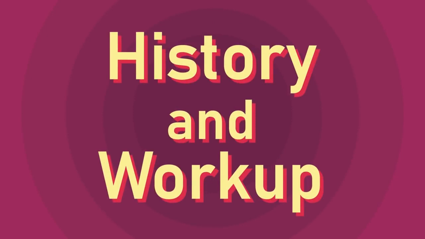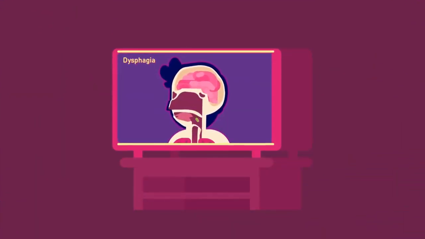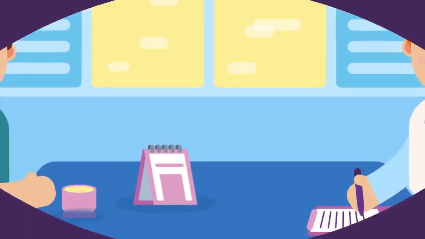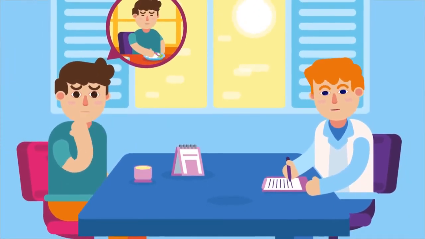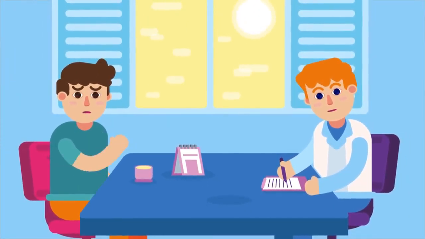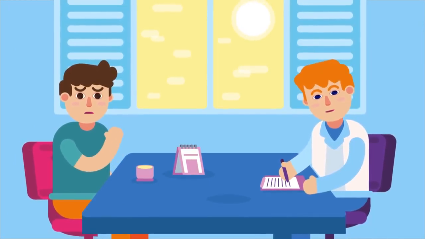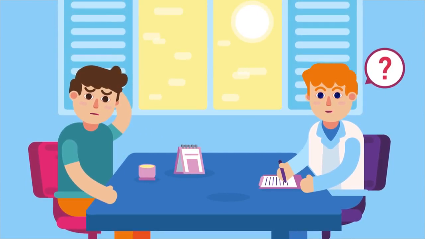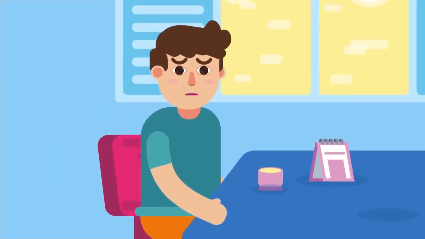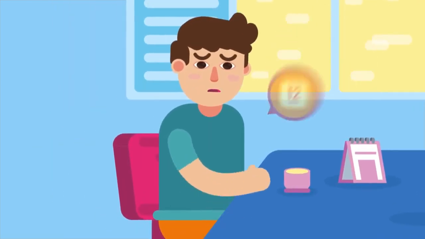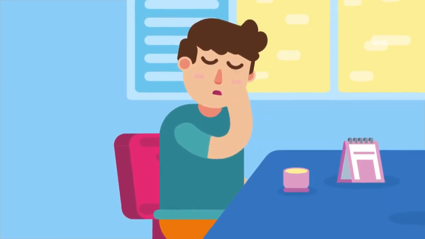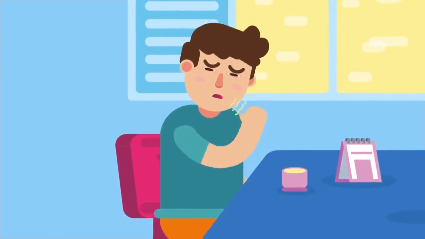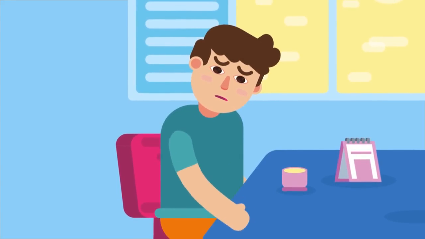History and workup. So as you have seen, a multitude of conditions can cause dysphagia. When a patient presents with difficulty swallowing, here are a few important points to consider in taking the patient's history. Is it true dysphagia, or another related problem like odynophagia, etc.? What is the onset and duration? Any coughing or airway issues, to check for aspiration? Is it continuous, worsening, or intermittent?